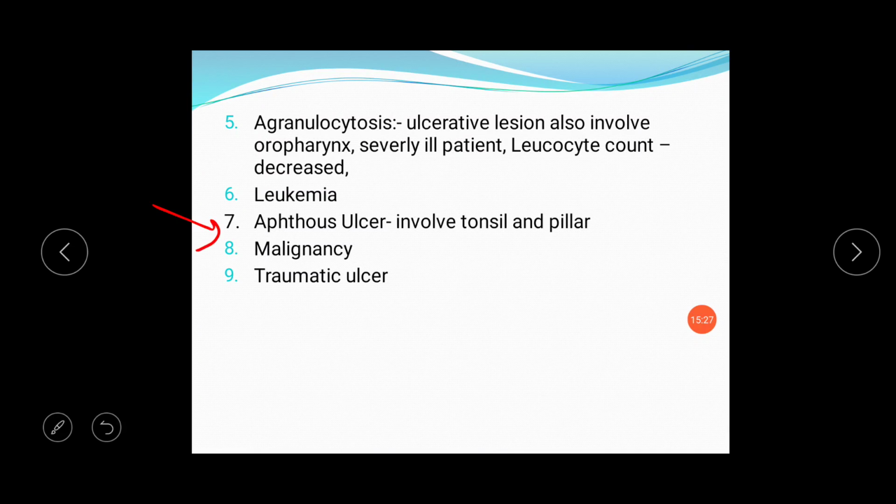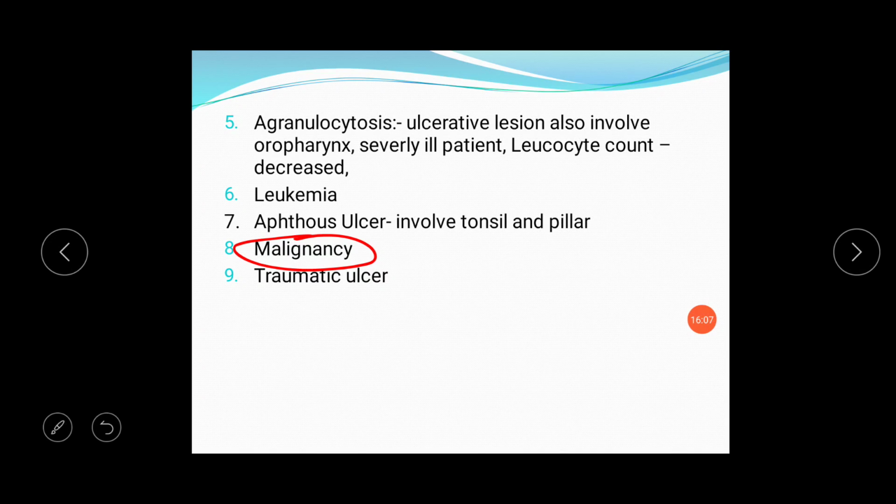Aphthous ulcer involving the tonsil and anterior pillar can give a membrane over the tonsil. Malignancy of the tonsil can be a differential diagnosis of acute membranous tonsillitis. Malignancy is usually seen after 30 or 40 years of age. The patient will have an addiction to tobacco or bidi smoking, and on touching this membrane there will be bleeding. But the tissues are more friable than in acute tonsillitis.